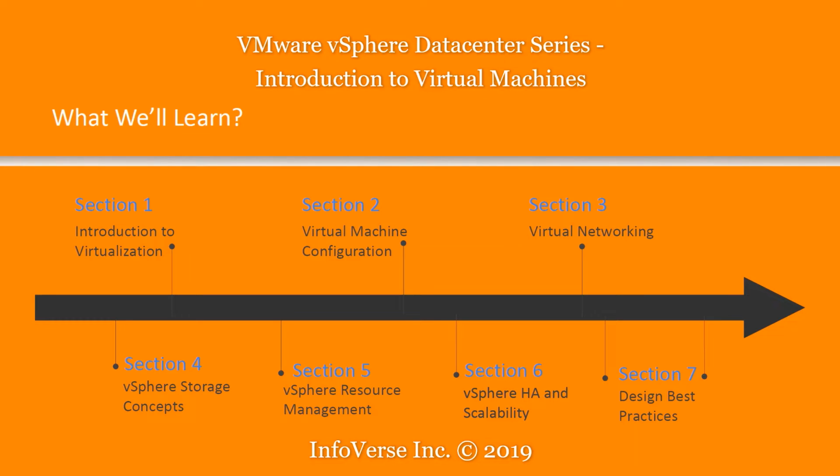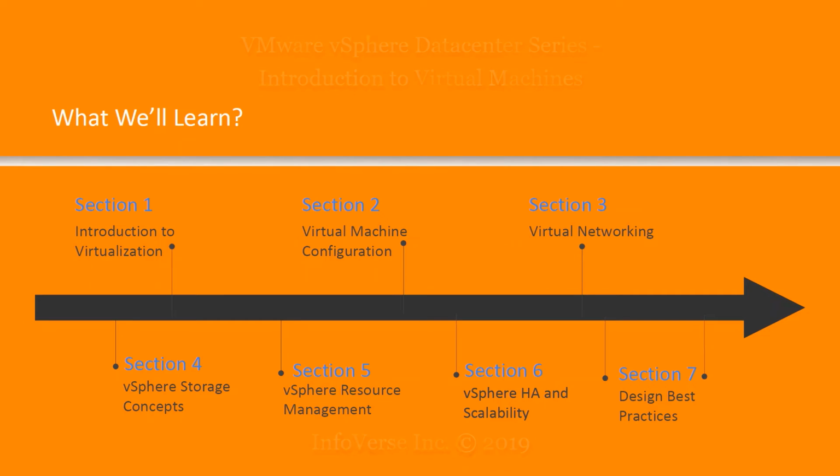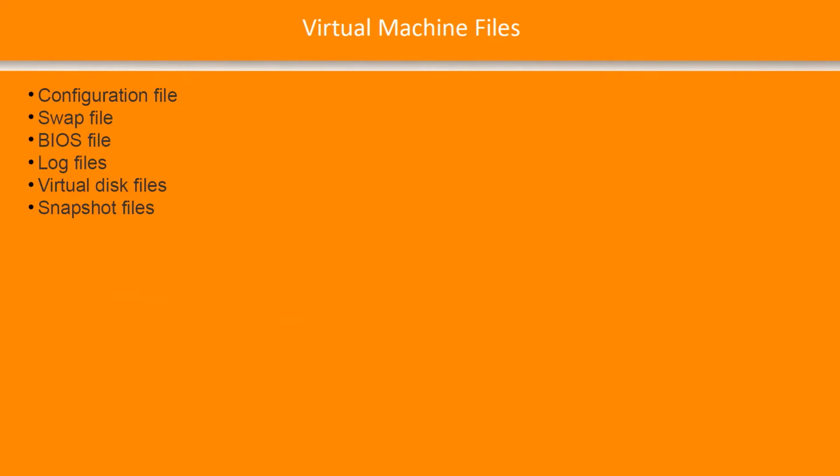Today we will be looking at virtual machine configuration. We'll be looking at the files that comprise a virtual machine and their location, and when they are together, how they transform into a fully functional virtual server. Some of the virtual machine files that should be understood clearly are the configuration file, the swap file, BIOS, log, virtual disk files, and snapshot files.